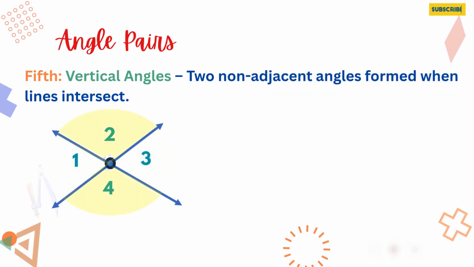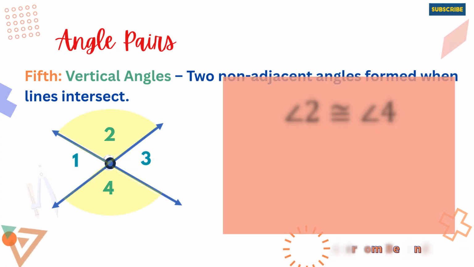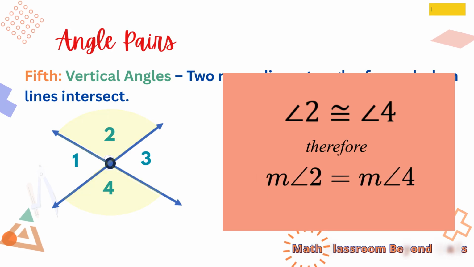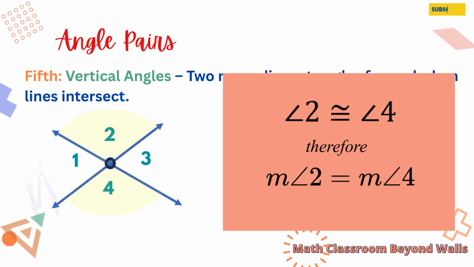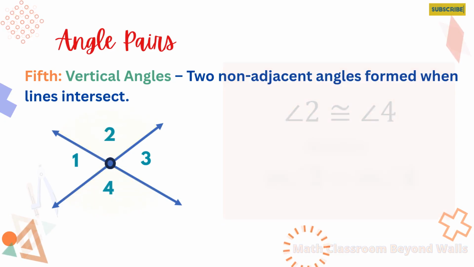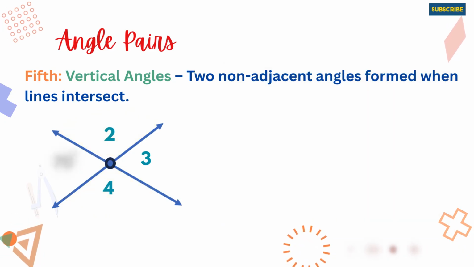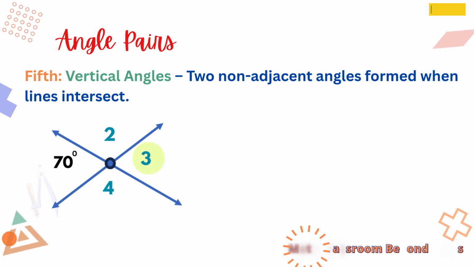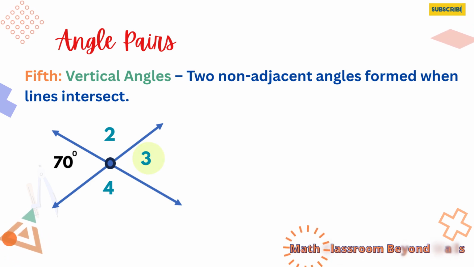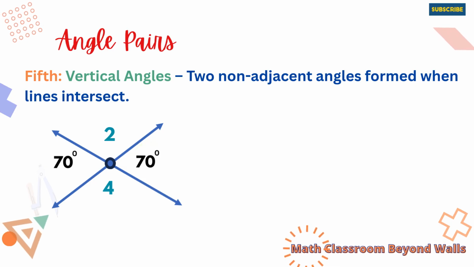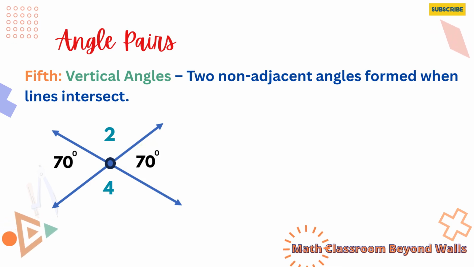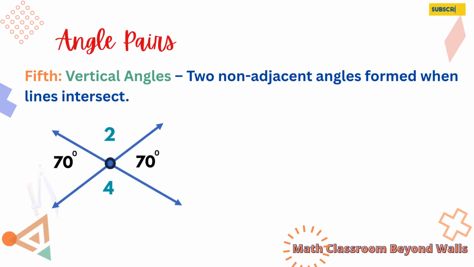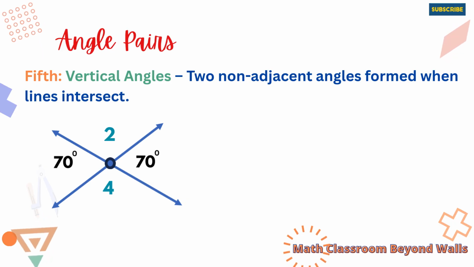Also, angle 2 and angle 4 are vertical angles. Hence, they are congruent. And because they're congruent, the measure of angle 2 is equal to the measure of angle 4. Did you get it, learners? So, if the measure of angle 1 is 70 degrees, what is the measure of angle 3, learners? You're correct. The measure of angle 3 is also 70 degrees. The relation between these two vertical angles helps us determine the measure of the unknown angle. I hope you were able to follow, learners.